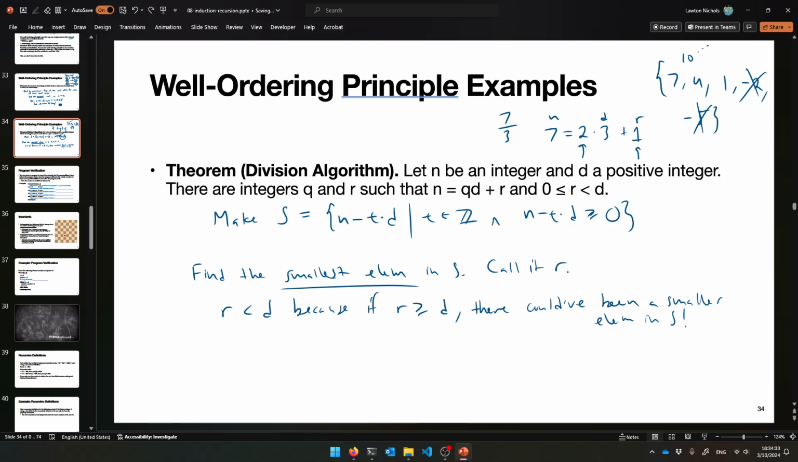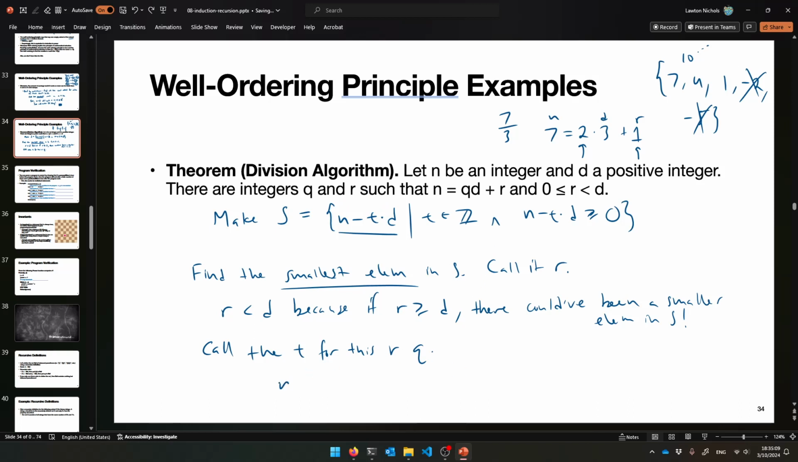That's perfect. And then what we do is we call the t that we used to generate that r value, we call that t q. See that? That's the secret. That's how we proved the division algorithm. So it was the 2, right? 7 minus 2 times 3 gave me my answer of 1, which produced this smallest element in this set. And so that happened to be my quotient.